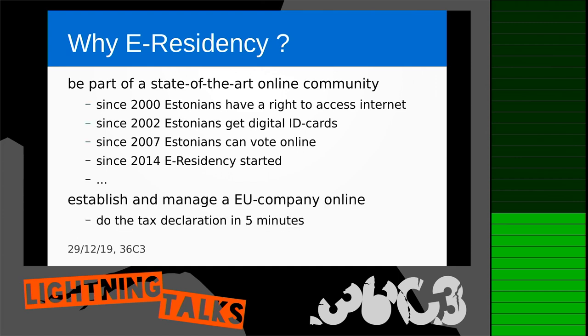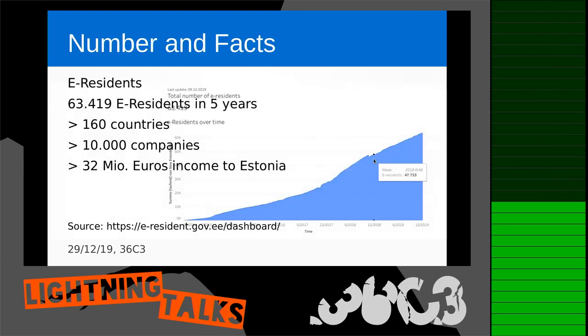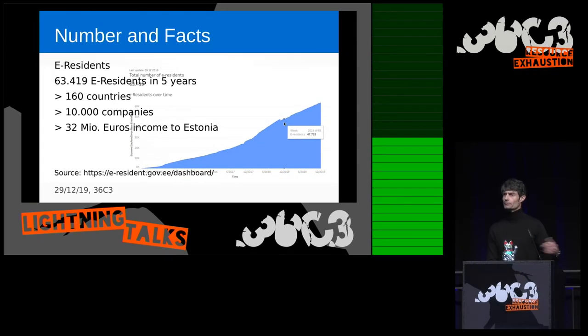And with this, you can establish and manage an EU company online. And by the way, the tax declaration is fairly simple and done in some minutes, so it's quite a good advantage. So the numbers and facts: we have about 60,000 e-residents worldwide in 160 countries, and they built roughly 10,000 companies already, which put a revenue of 30 million euros to Estonia already now.